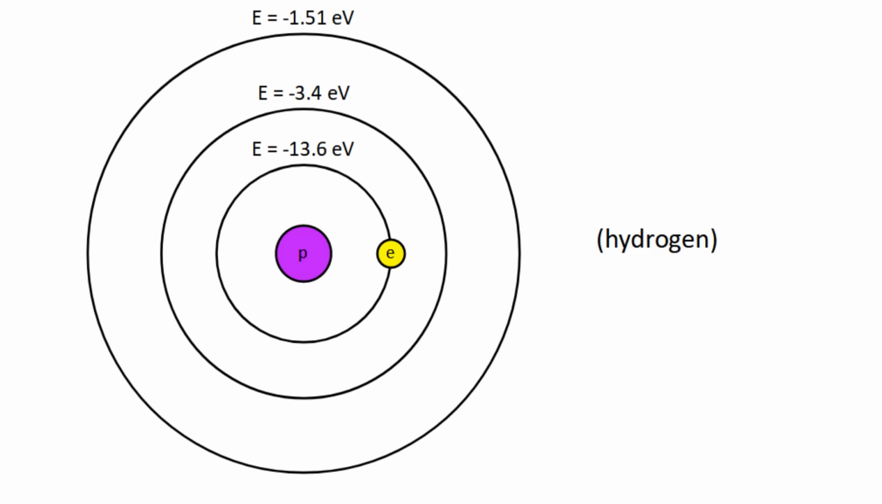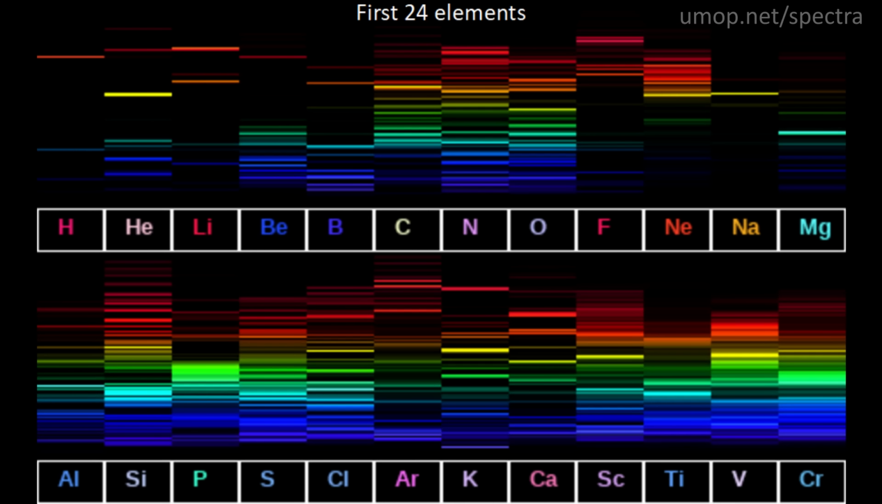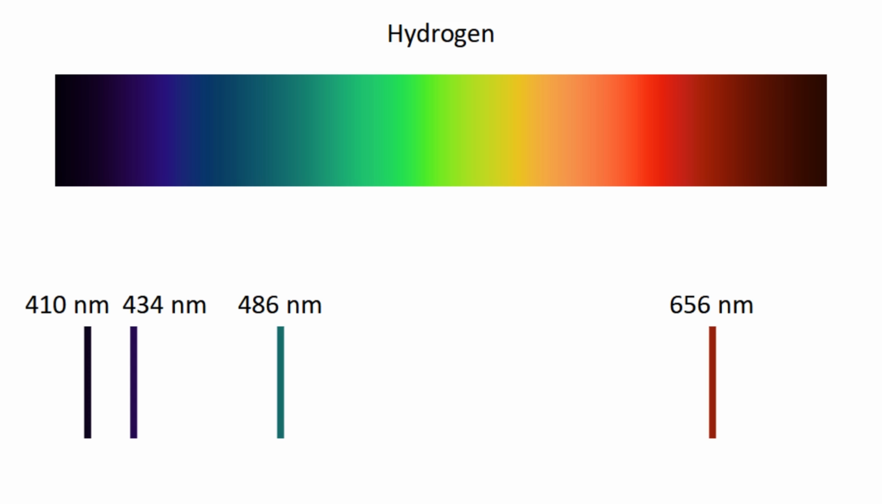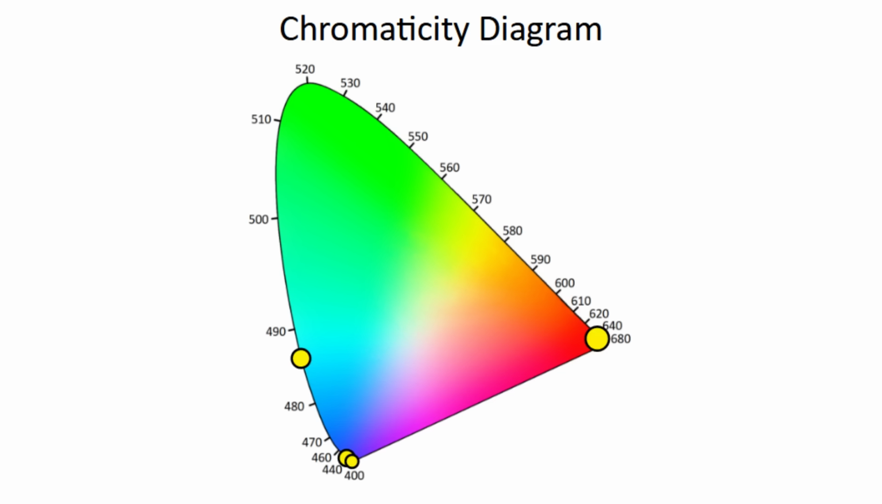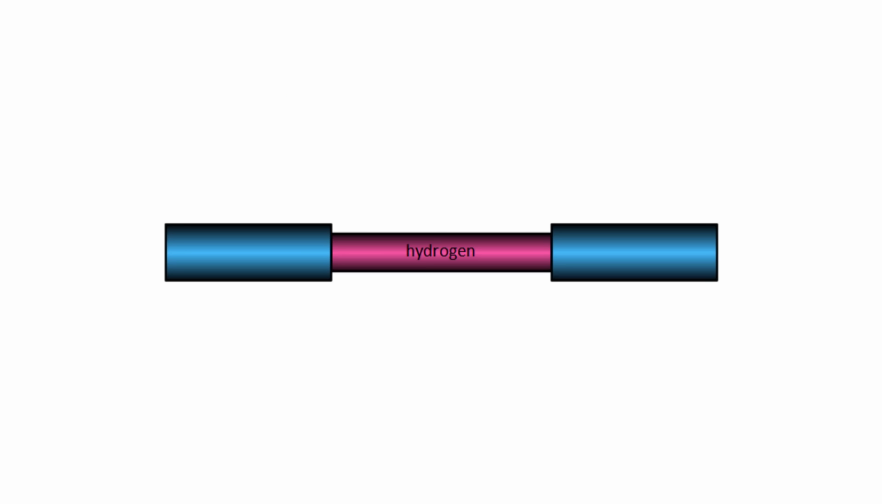The energy levels of electron shells are different for every element, which gives each one its own signature set of spectral lines. With hydrogen, for example, we get these four lines in the visible spectrum, called the Balmer lines, corresponding to electron movement to shell 2. If we find these wavelengths on the chromaticity diagram and take the weighted average, we get pink, which is exactly why we see a hydrogen discharge tube as pink.